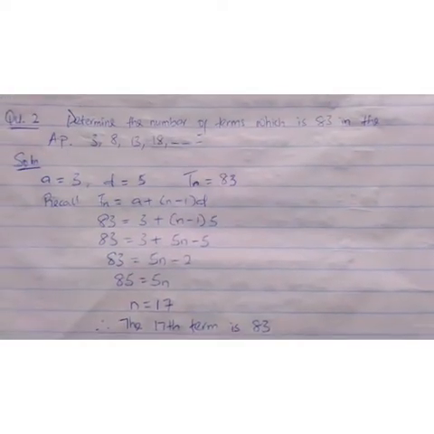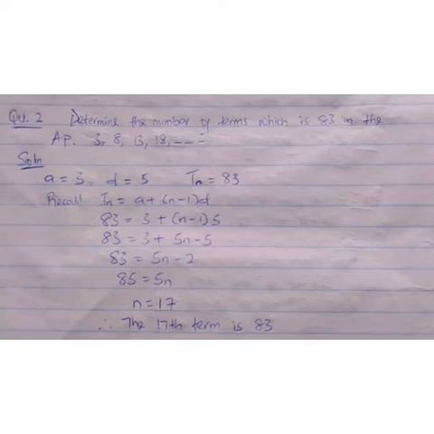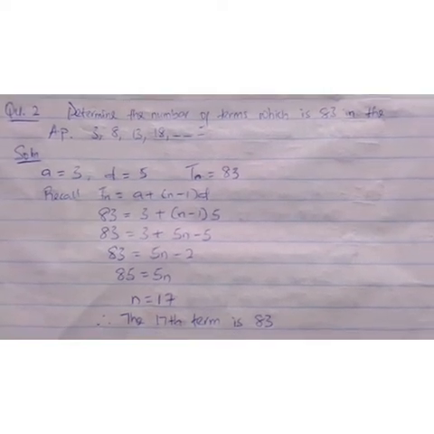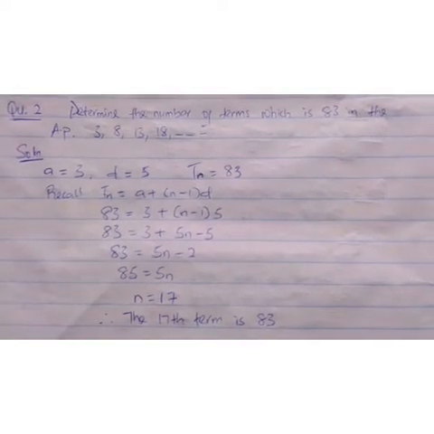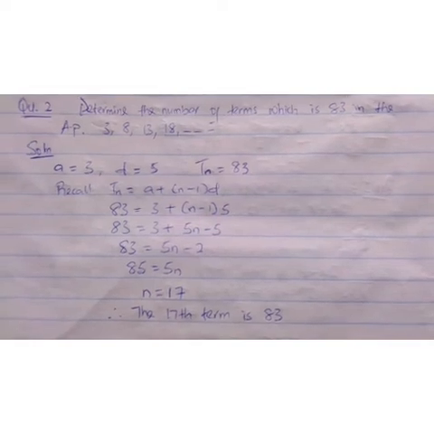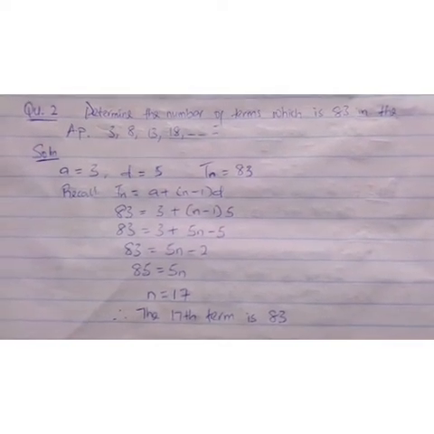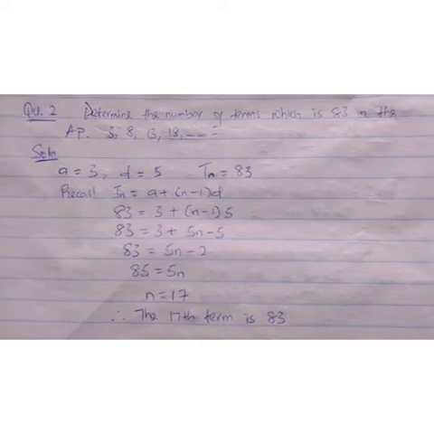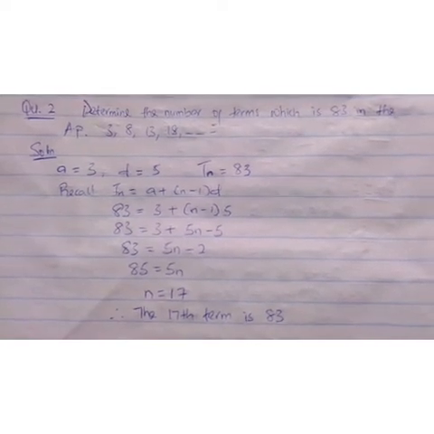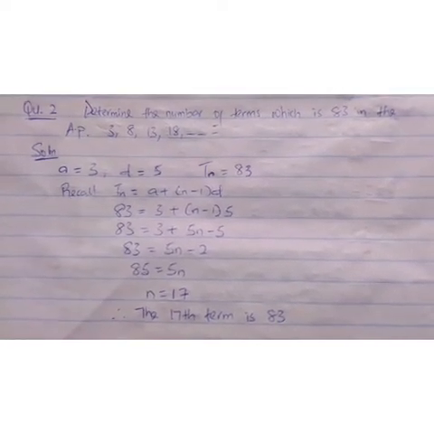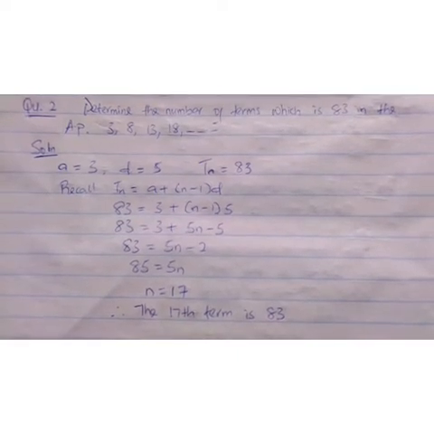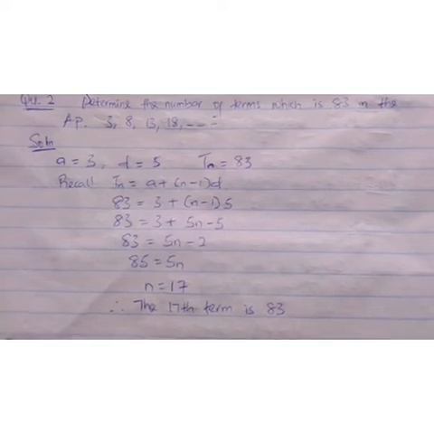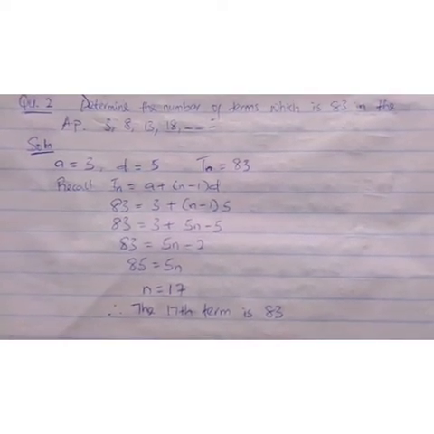2. Determine the number of terms, which is 83, in the AP 3, 8, 13, and so on. Here, the first term is 3, the common difference is 5, and Tn is 83. I'm looking for n, the number of terms. Therefore, from our formula, Tn = a + (n - 1)d, where Tn is 83, a is 3, and d is 5. After inputting and solving, we have our n to be 17.